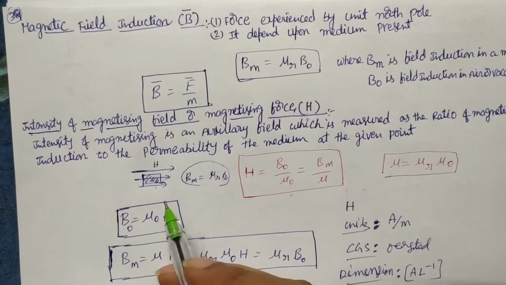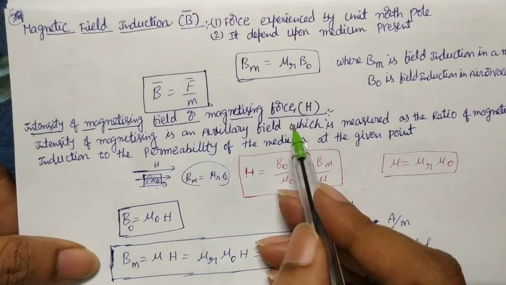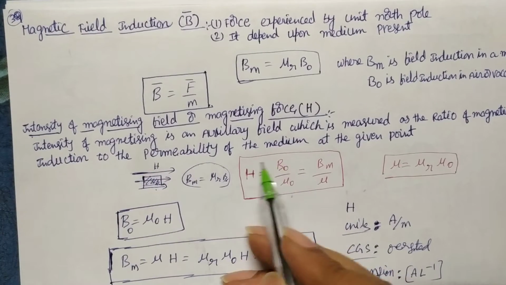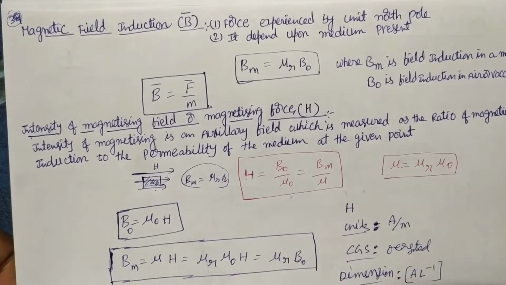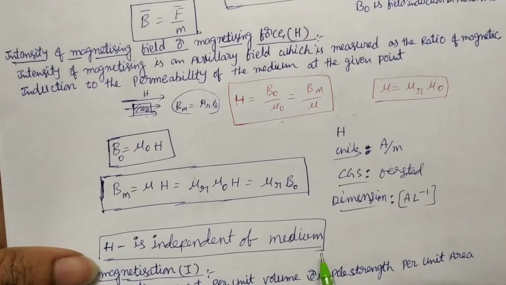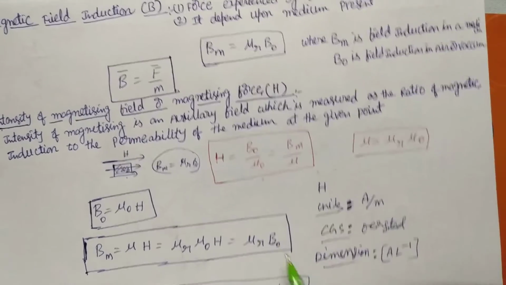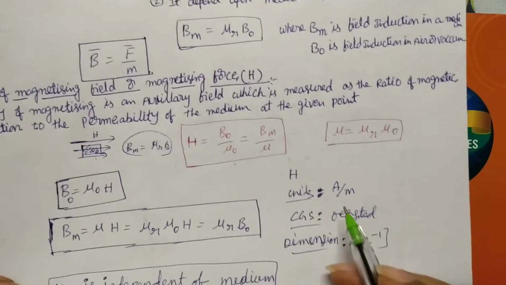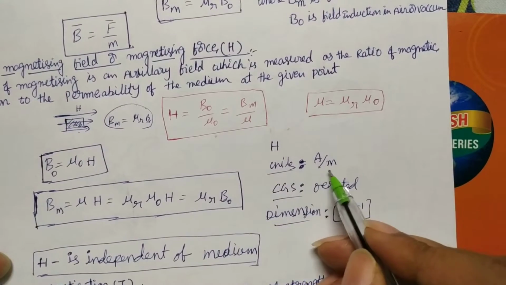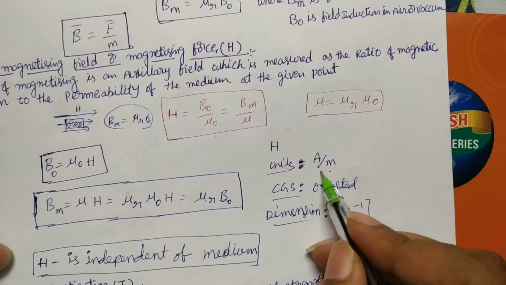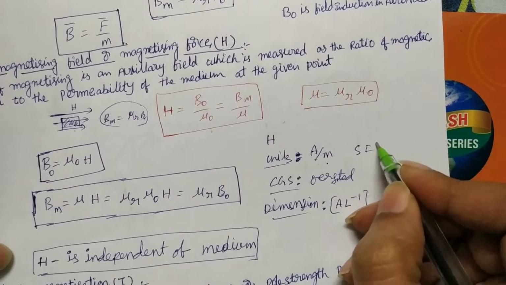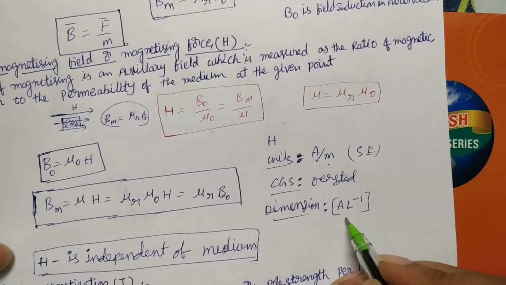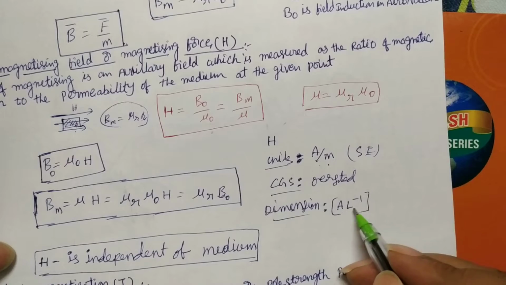What is intensity of magnetizing field or magnetizing force? It is a ratio of magnetic field in that medium to magnetic permeability of the medium, which is independent of the medium. What are the units? Actually, it is B by mu naught, that is Tesla by units of mu naught. You have to take that. We get units of H as ampere per meter in SI units. CGS units are Oersted, a scientist's name. Dimensions: ampere per meter, that's why A L minus 1 you can write.